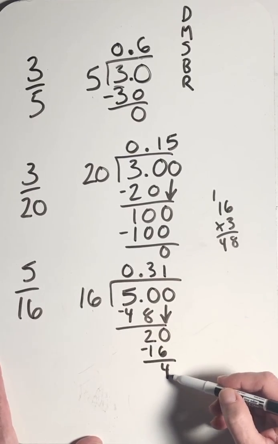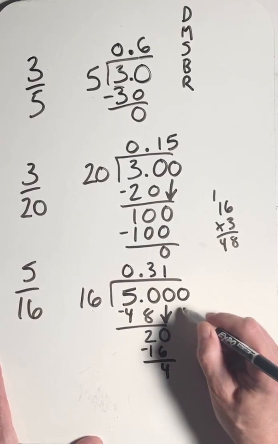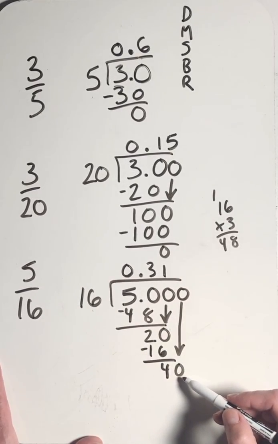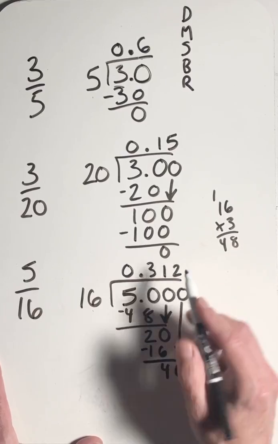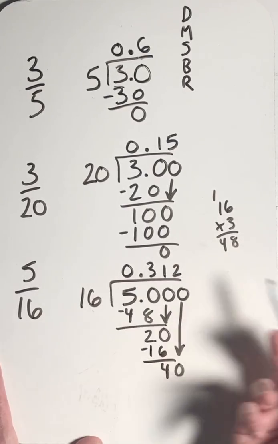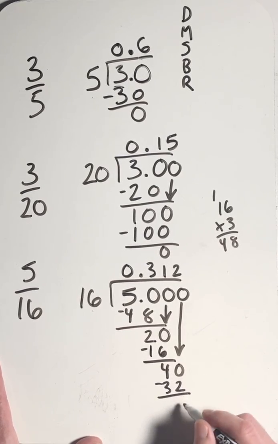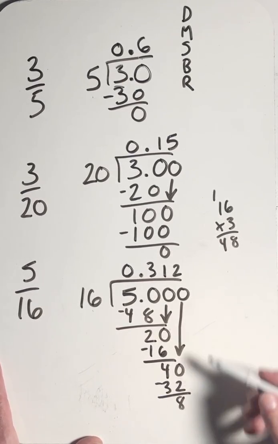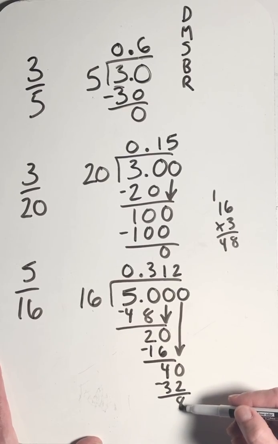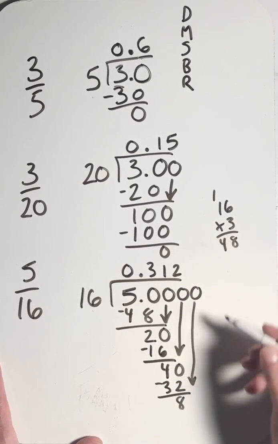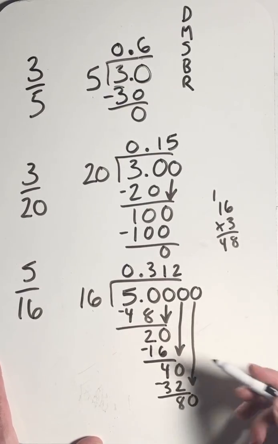I have another number here, so I need to now bring another 0 down. 16 goes into 40 2 times. 16 times 2 is 32. 40 minus 32 is 8. I have a number here, so I need to bring another number down. That number is a 0 that I've added.